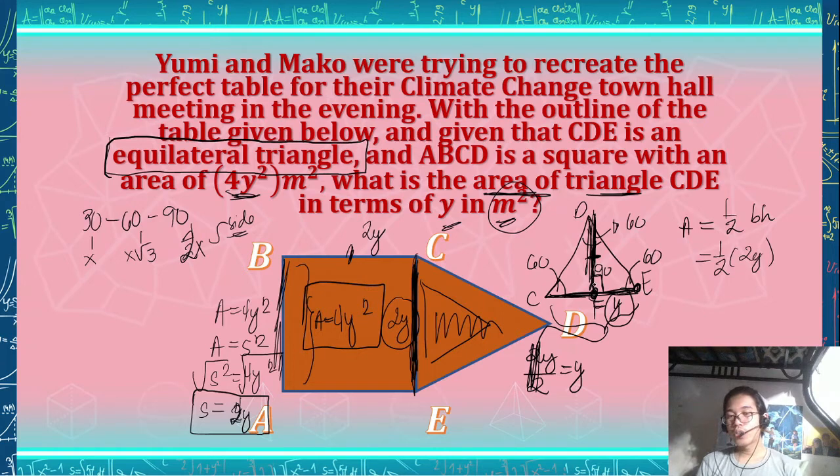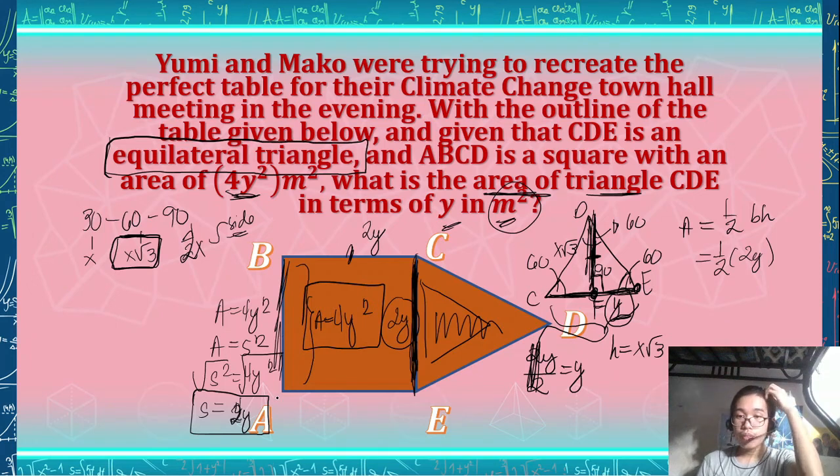Okay, so to get the height or the altitude of this triangle, we need to go back to our formulas. Since this is a 60-degree angle, the side opposite the 60-degree angle is equal to x square root of 3. Okay, so therefore, if this is x square root of 3, and we know that the side measurement of this one, the one that's been halved, is equal to y, then the height will be equal to y square root of 3. For this problem, the height is equal to y square root of 3.